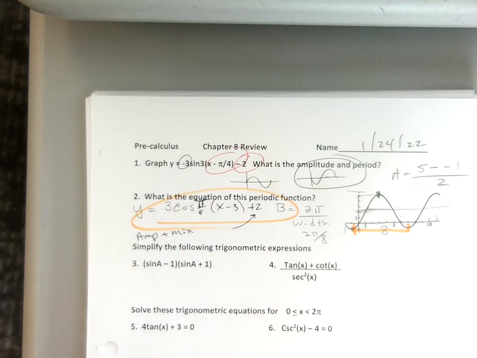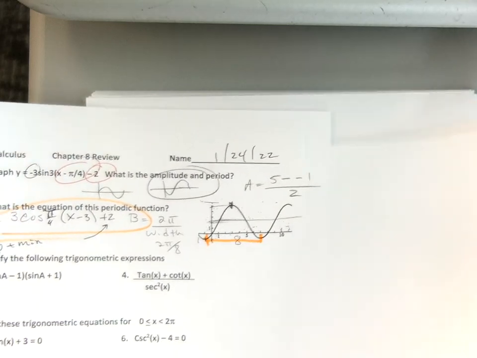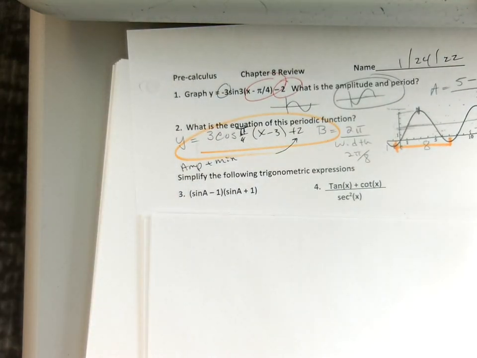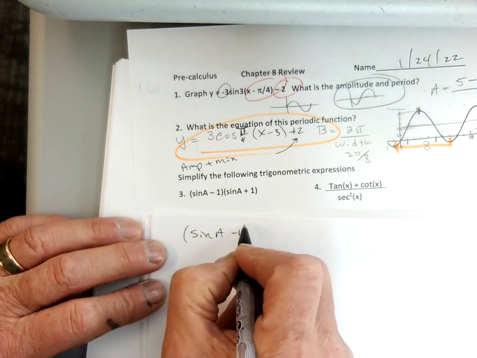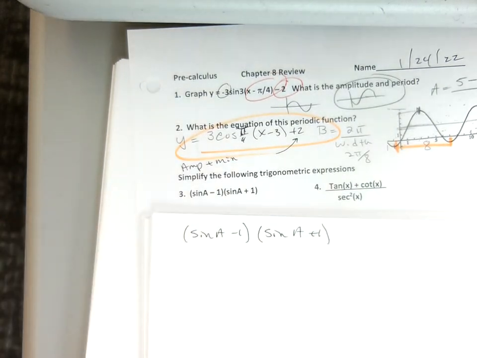All right, I'm going to need a separate sheet of paper on this stuff because it takes some work to do 3, okay? So I'm just going to do all of these on a separate sheet of paper just because it takes some work. All right, so number 3. I've got sine A minus 1, sine A plus 1. So I tried to put the ones on the test that were not that difficult, okay?